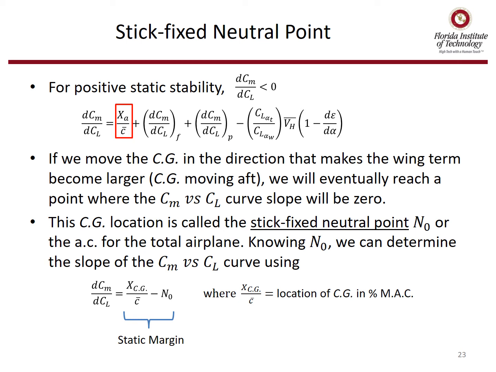And knowing the stick fixed neutral point, we can determine the slope of the curve using the equation shown at the bottom. So dCm/dCl, that slope, is the current CG minus the stick fixed neutral point. And the difference of those two, the current CG and the stick fixed neutral point, is also given the definition called the static margin. So, margin of stability.